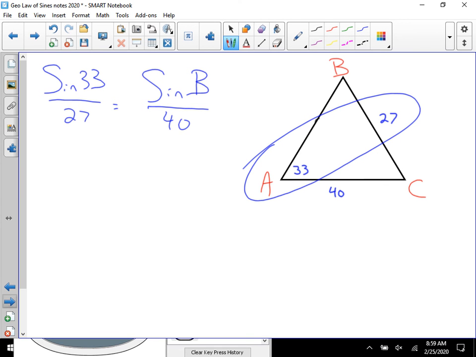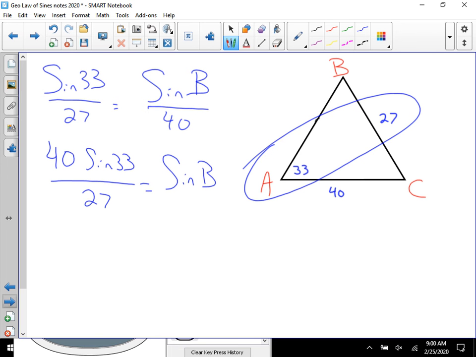Now, we all know when you have to find an angle, what buttons did you have to press on the calculator yesterday? Yeah, the inverse stuff. Okay, we get the sine inverse. We use those buttons. But in order to do that, I have to move the divide by 40. So how do you move the divide by 40? Multiply it. Then you would wind up with just 40 sine of 33 over 27 is sine of B.